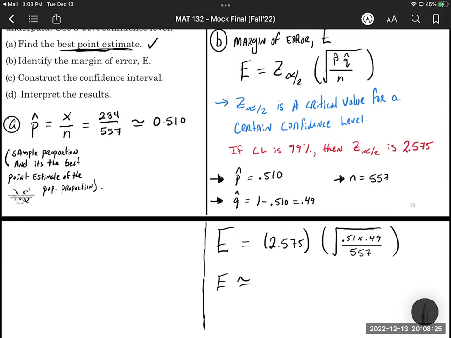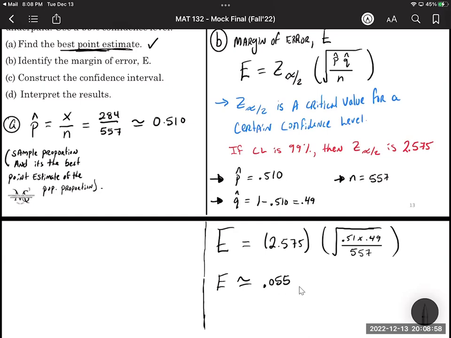0.055. So Ruth, I'm not certain what you did in your calculations because obviously I'm not present there. But the correct answer for E should be 0.055. Okay. So you have to do the square root of 0.51 times 0.49 divided by 557, right? So make sure that the division by 557 is inside of the square root, and then multiply by 2.575. So when you do, you get 0.055.